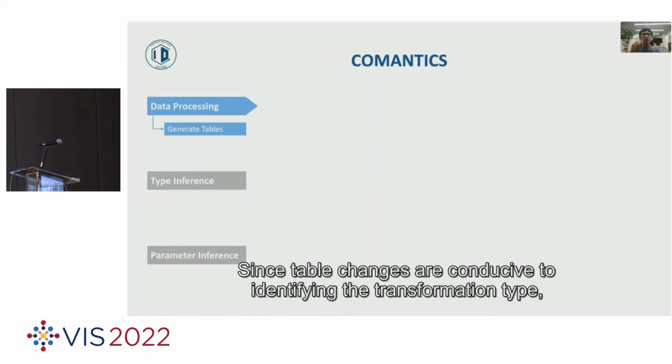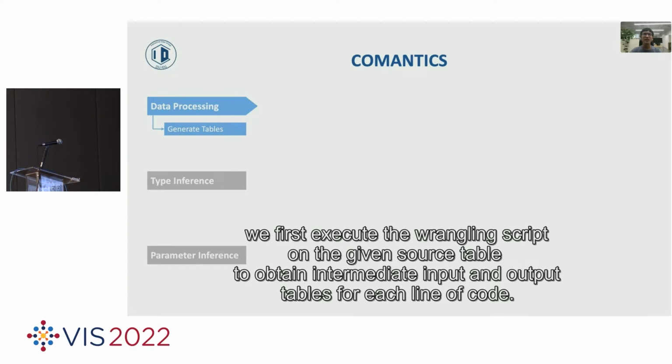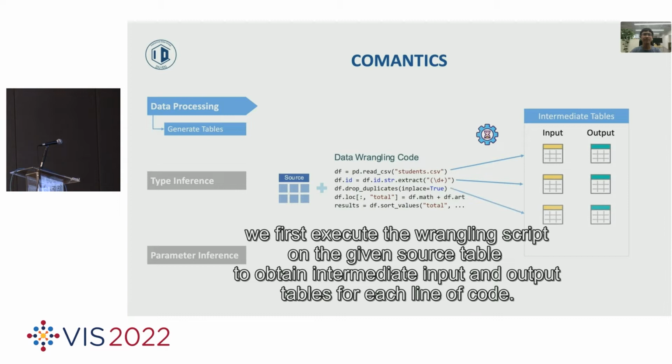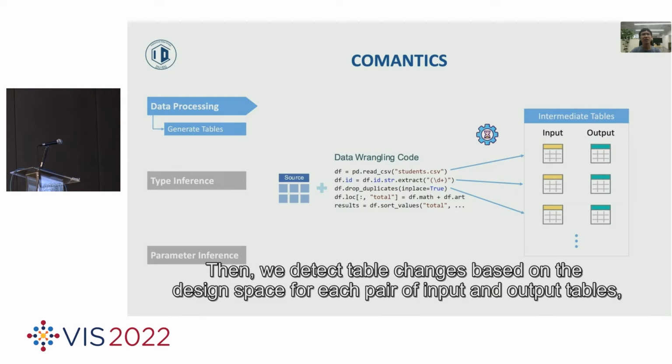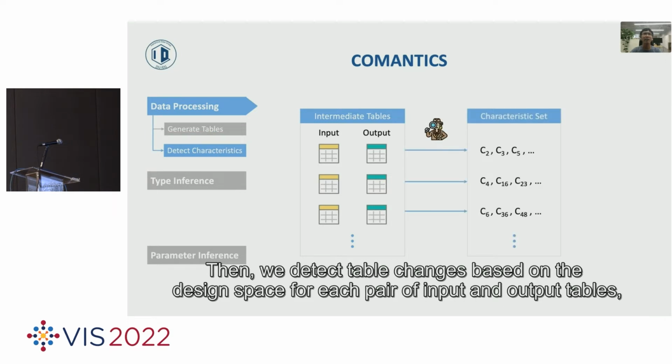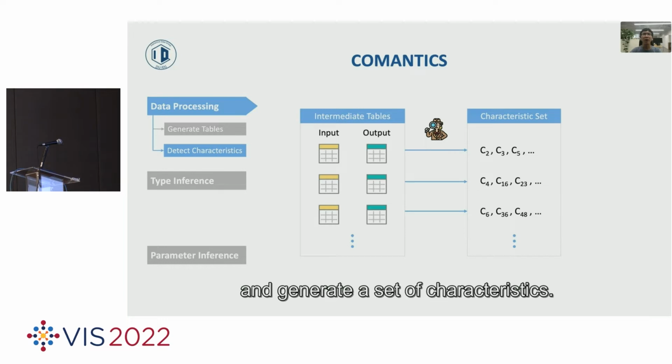Since table changes are conducive to identifying the transformation type, we first execute the wrangling script on the given source table to obtain intermediate input and output tables for each line of code. Then, we detect table changes based on the design space for each pair of input and output tables and generate a set of characteristics.